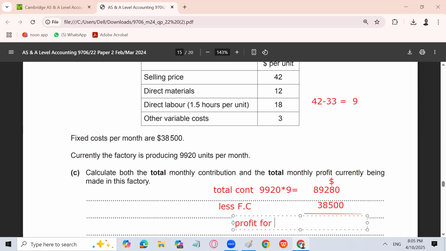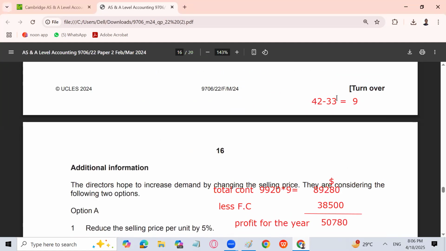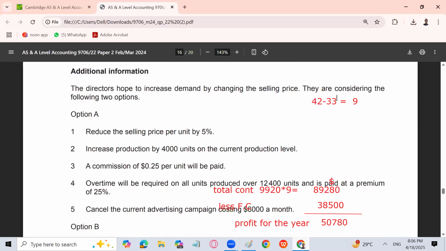If you have any problem, you can ask me any question till here. So we'll move forward now. So additional information is this. The director hopes to increase demand by changing the selling price. They are considering the following two options. Remember that we are getting a very healthy profit currently, around 50,000, right? But the director hopes to increase demand. Why? Because the units sold are not on the higher side. They are 9,920. They want to increase the demand of the product so that we can make more profit.